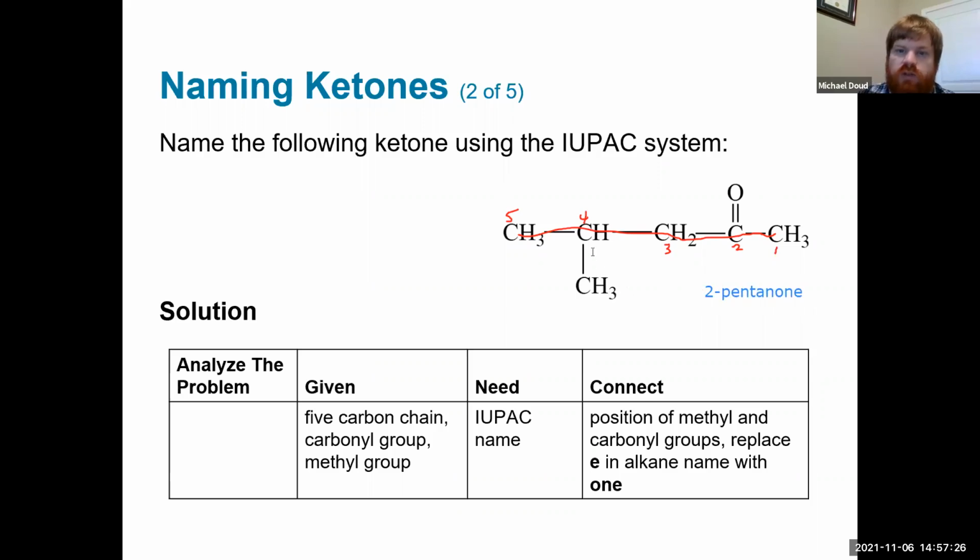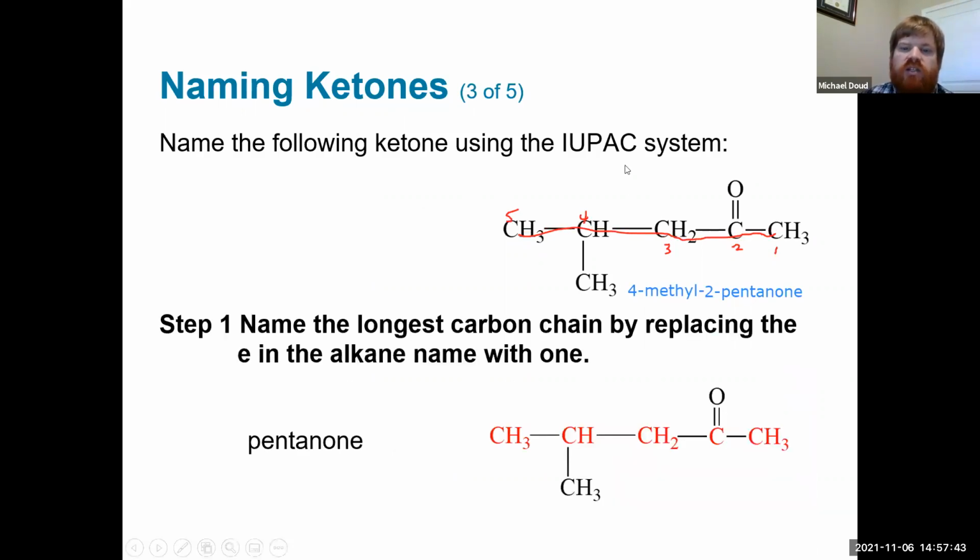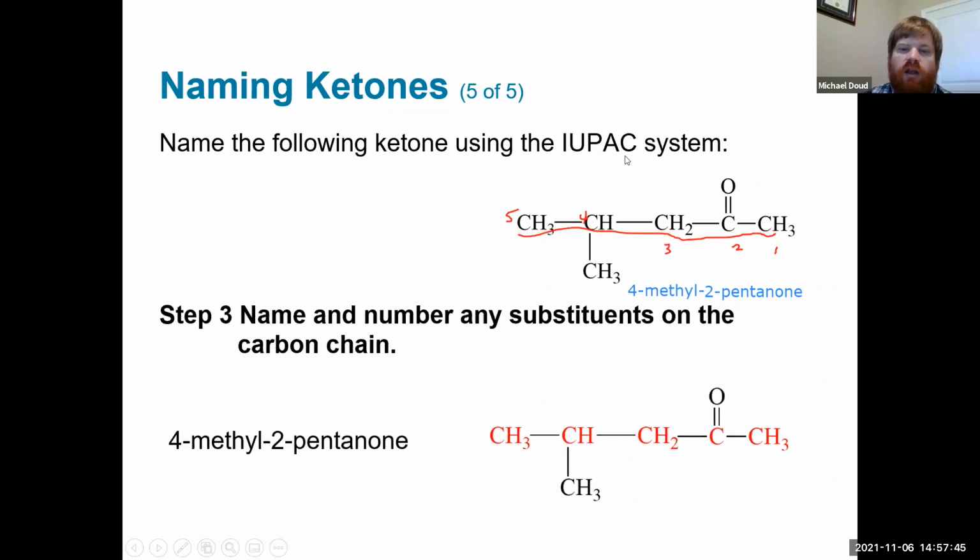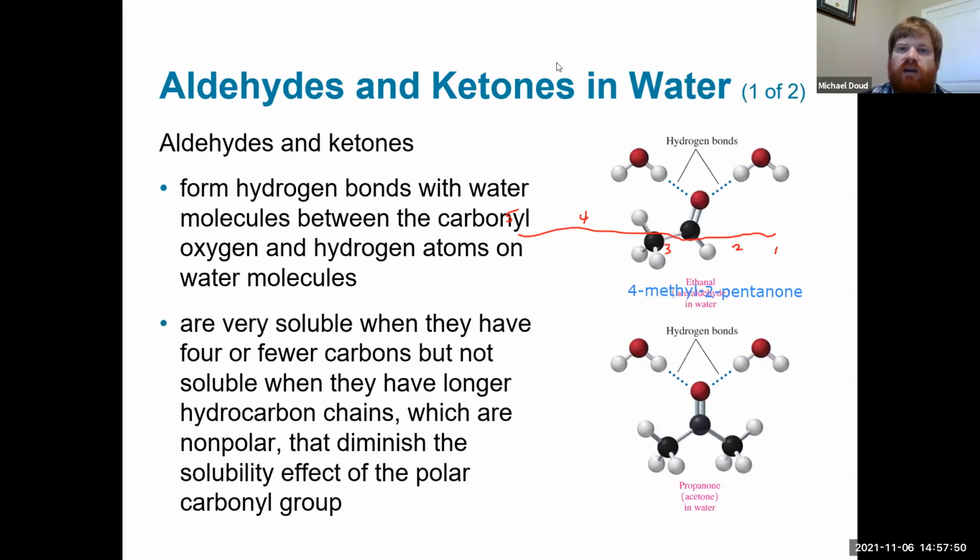Are we done? Not quite, right? Because we also have a methyl group on carbon 4. So we just have to put in 4 methyl 2 pentanone. And put that in position, 4 methyl 2 pentanone. So that's how you can name these ketones. Again, it's just variations on what we've already learned. But of course, it's always good to kind of review it as you're going along.